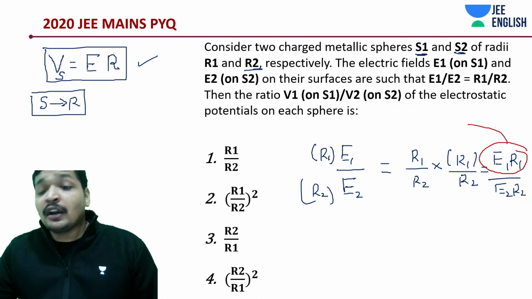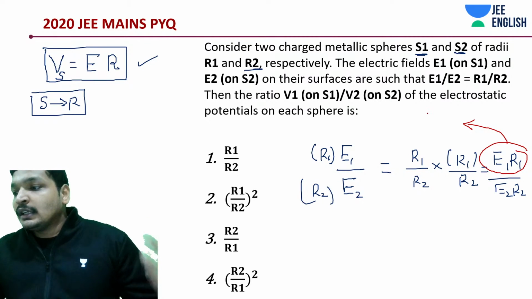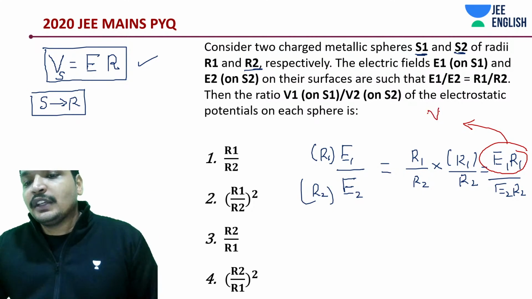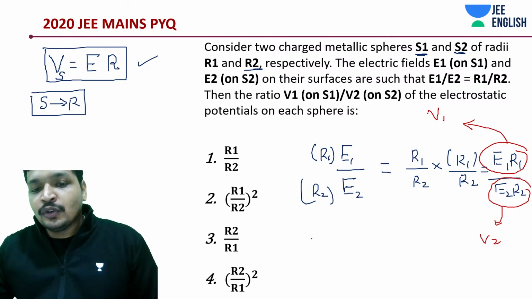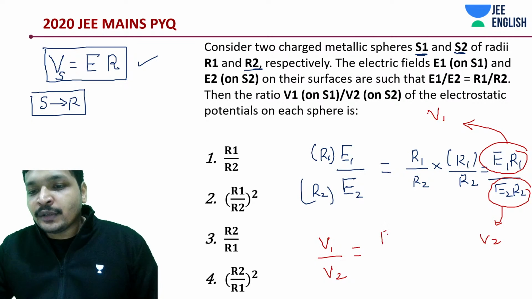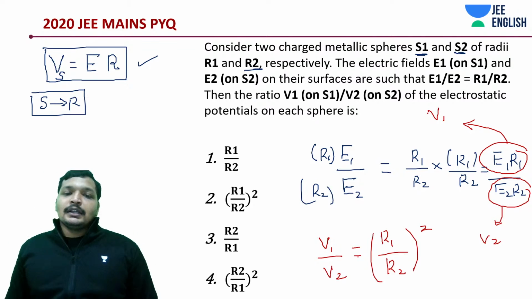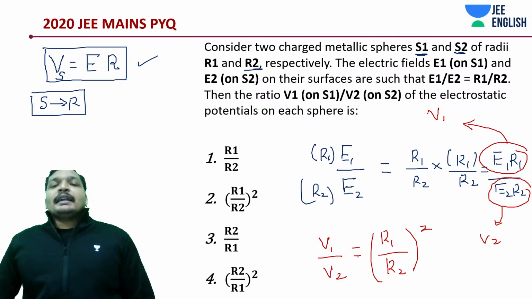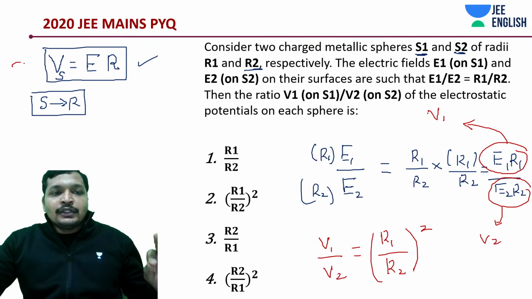Correct? We are not talking about different distances, but on the surface, this is true. So this is going to be just V1, and this is going to be V2. So V1 by V2 is what is being asked, right? V1 by V2 is equal to R1 into R1, R1 square, divided by R2 into R2, R2 square, basically R1 by R2 whole square. That's it. You don't need to go through the entire process of deriving the charges, etc. If you understood this single point, you know this single point. That's it.